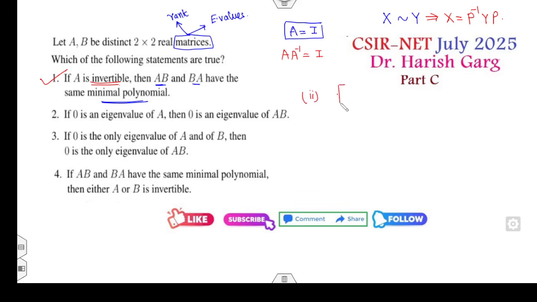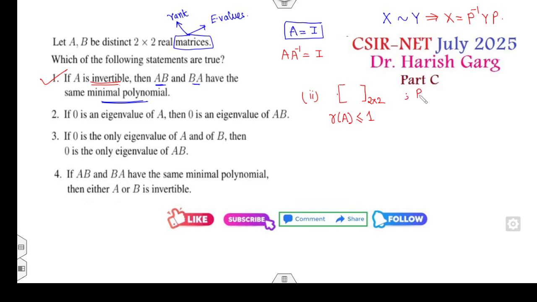So if A is a 2 cross 2 matrix and 0 is an eigenvalue of A, that means the rank of A must be less than or equal to 1. Fine. If 0 is the eigenvalue, that means the determinant is 0, so the rank must be less than 2. Then 0 is the eigenvalue of AB.